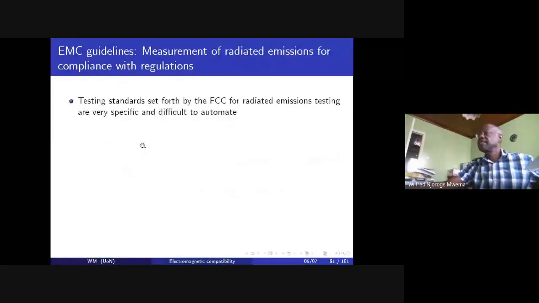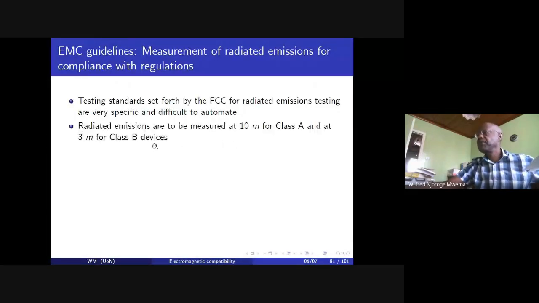The testing standards that are set forth by the FCC for radiated emissions testing are very specific, and they are usually very difficult to automate. And the radiated emissions are to be measured at 10 meters for Class A and 3 meters for Class B.